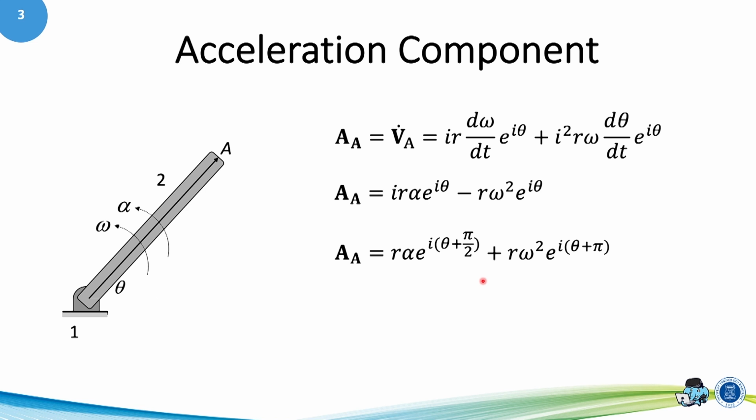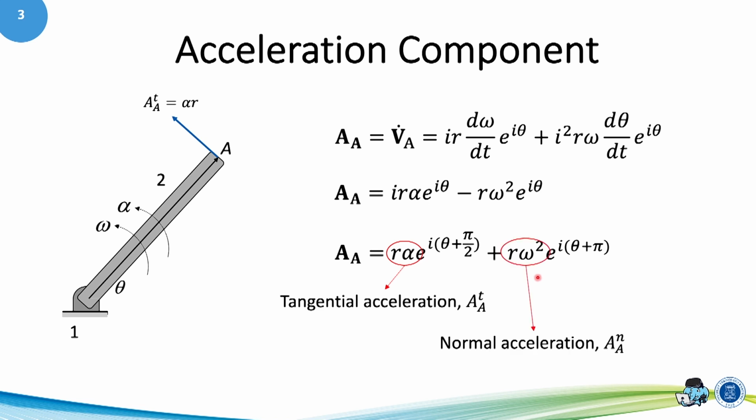From the acceleration equation, we see that there are two components of the acceleration. The first component is this one and then the second component is this part. This component is called the tangential acceleration, or we can use AAT. You see that the orientation of the tangential acceleration is theta plus pi over 2. It means that the orientation of the tangential acceleration is 90 degrees with respect to the vector RA. The second component of the acceleration is the normal acceleration. The normal acceleration AAN is R multiplied with omega squared.